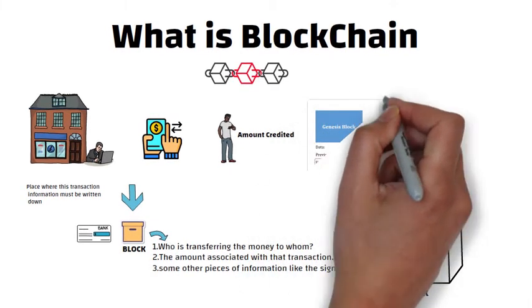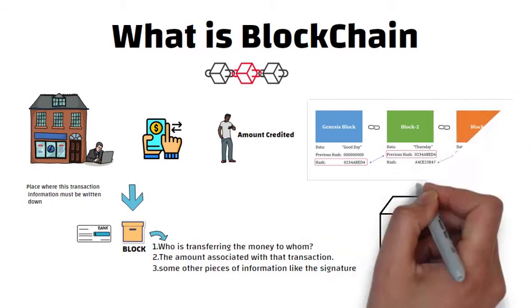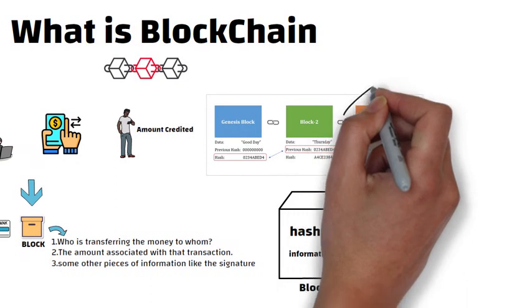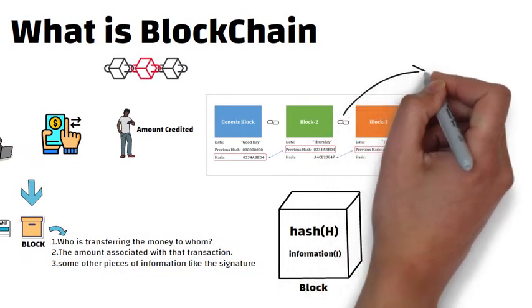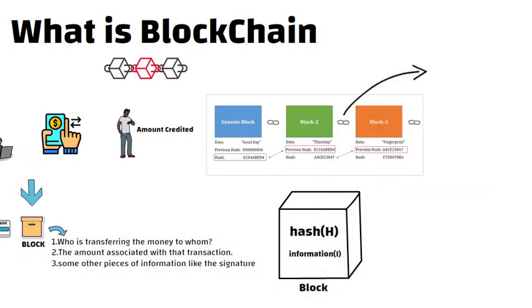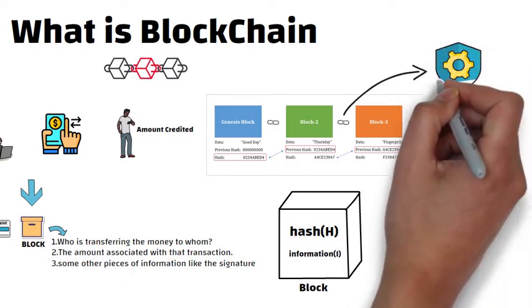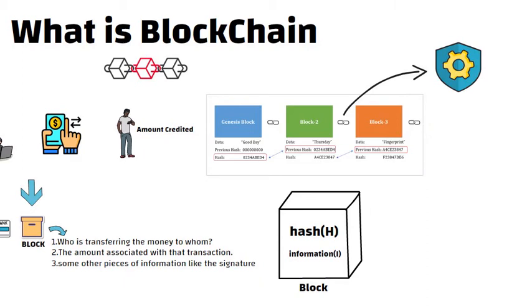As there are many transactions, there will be many blocks, and these blocks are connected through a chain to form a blockchain. The blocks are connected in order to provide security to the information. The hash of the current block is dependent on the hash of the previous block.